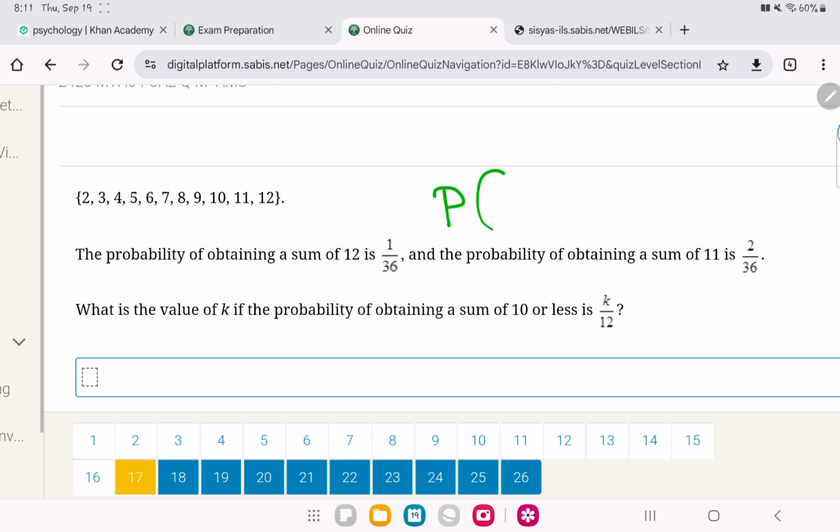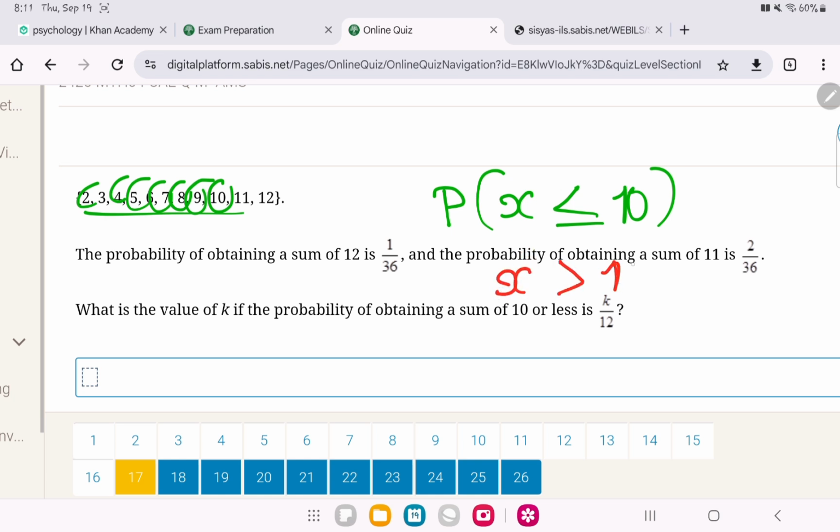Okay, they need the probability of obtaining 10 or less. So x has to be less than or equal to 10. If we're gonna count it, we're gonna have 10, 9, 8, 7, 6, 5, 4, 3, 2. These are too many numbers. Whereas if we're gonna take the opposite, which is x is greater than 10, we're gonna have only 11 and 12. It will be much simpler for us. And they already told us the probability of 12 and 11. It is 1 over 36 for 12, and the one for 11 is 2 over 36.